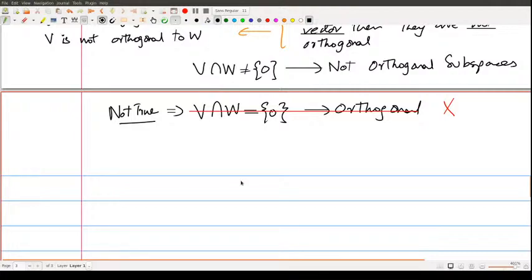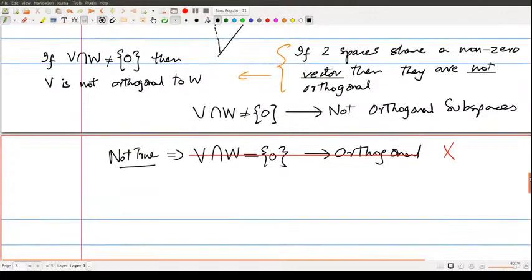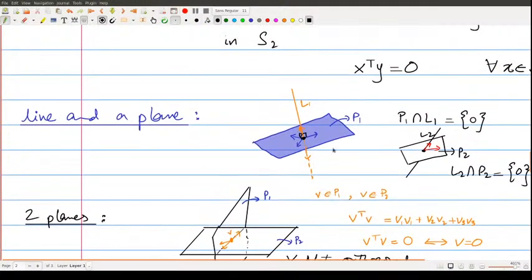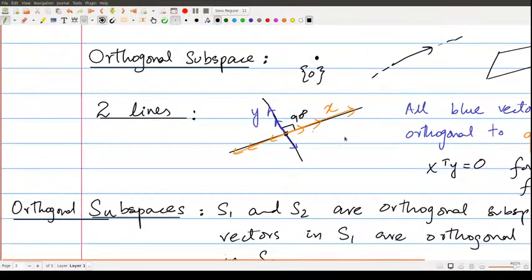Okay, so we have at least two examples of orthogonal subspaces, right? So this is not orthogonal. In this case, you do have orthogonal subspaces. This is orthogonal. This is not orthogonal. And over here, these two lines were orthogonal. Okay, so let's just zoom out.